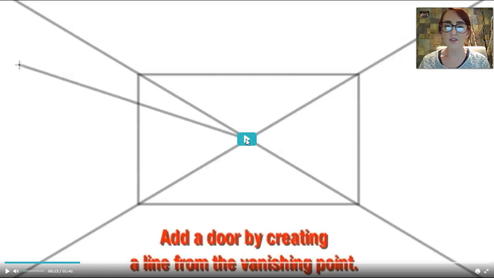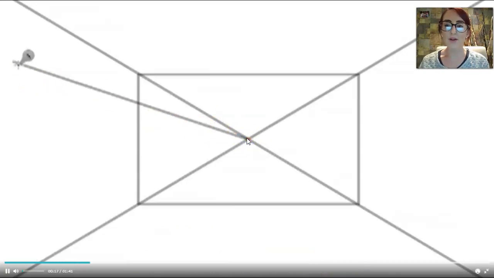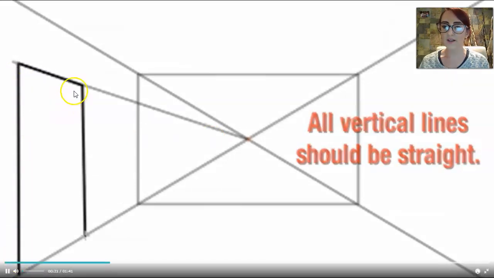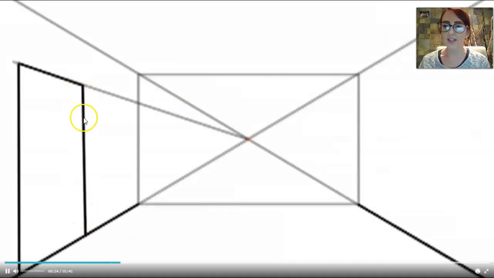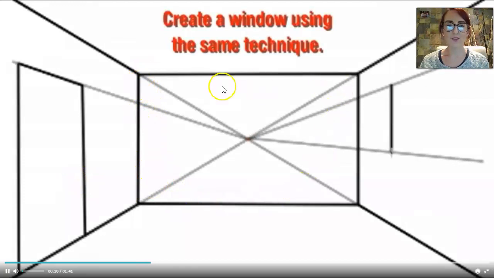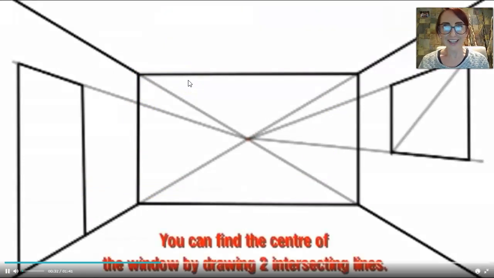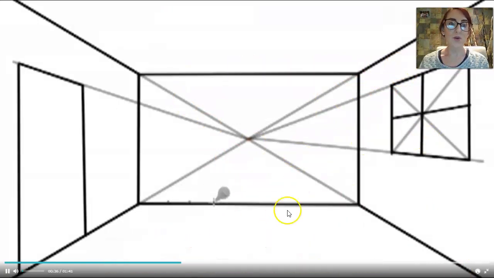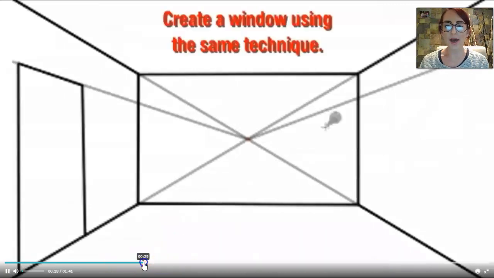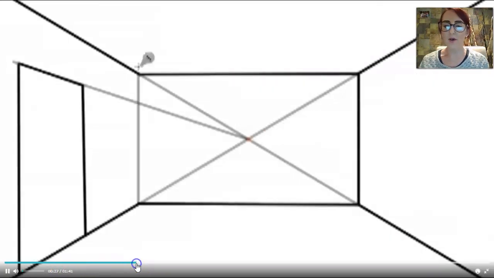to start. Okay, so this line here coming from the vanishing point is going to be the top of the door, okay? All you need to do is put one vertical line, and you can actually outline that now because you know you want it to be the door. Okay, and you can outline the back square or rectangle, outline that and outline here.